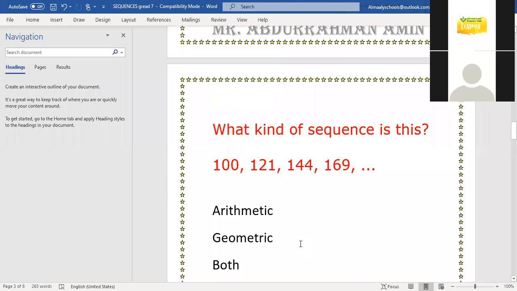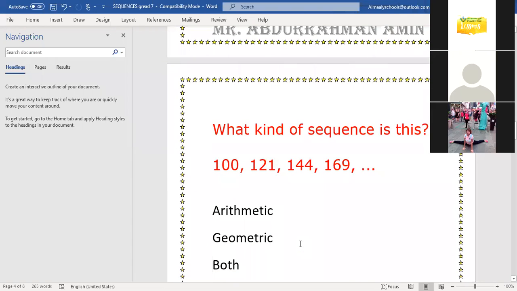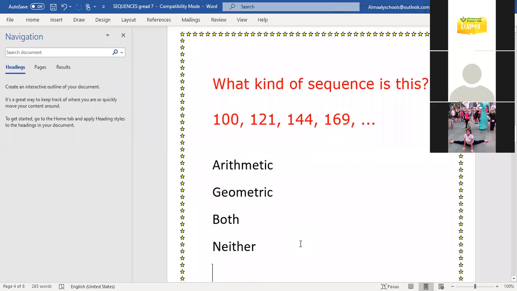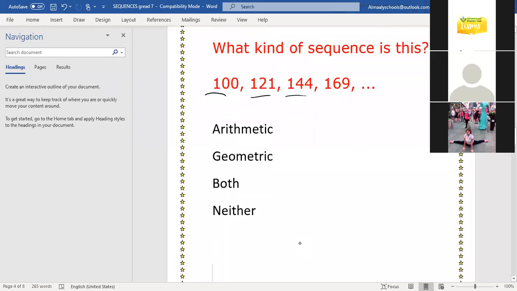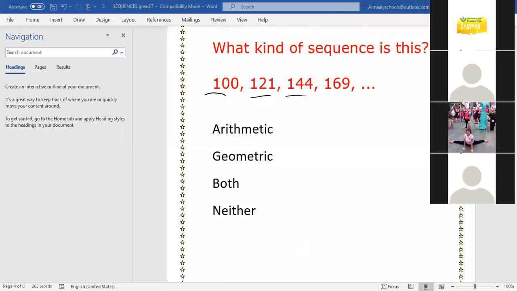Okay. Let's go to question number 2. What is the kind of the sequence? Be ready, please, my sons. 100, 121, 144, and 169. It's geometric. Arithmetic sequence? Yes. Geometric sequence?